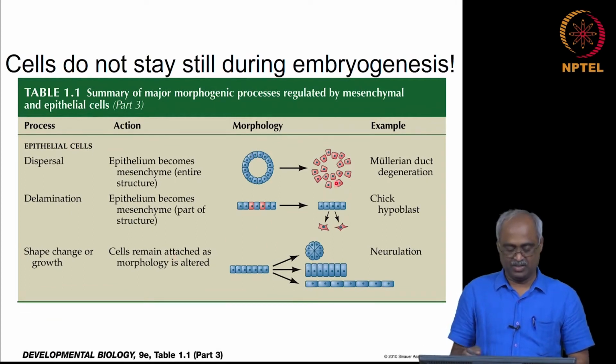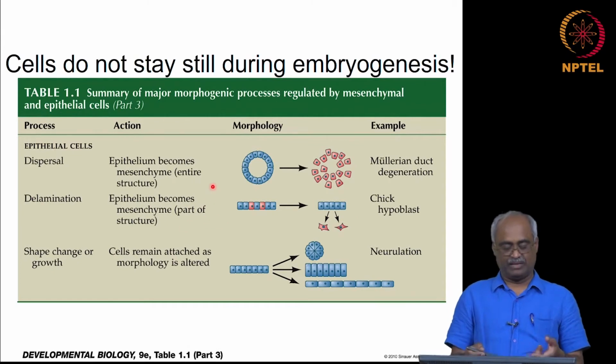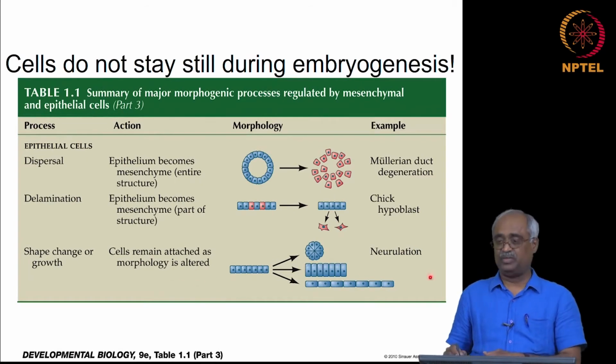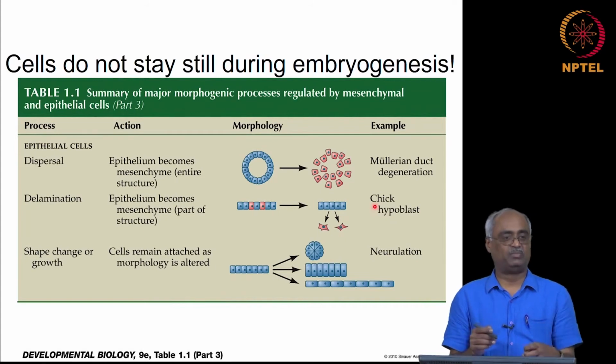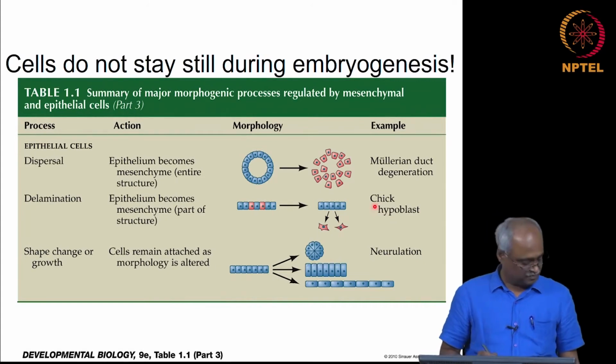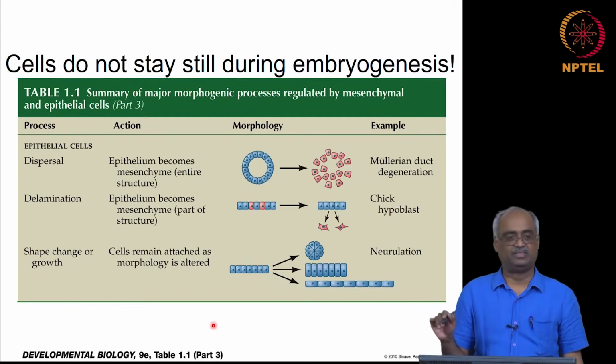Delamination: part of the epithelium becomes mesenchyme. Then you have shape changes, where cells remain attached but make different shapes. For example, lung formation happens that way. So, these are the different things that happen.